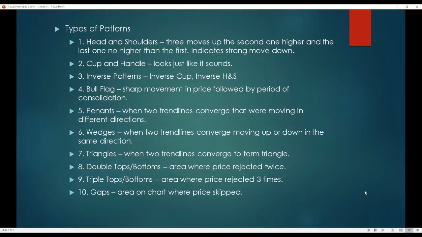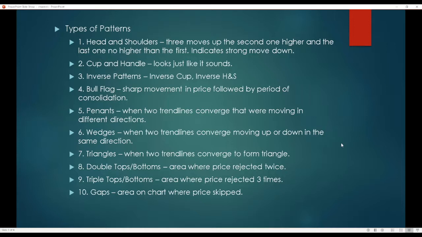So there are many different types of patterns. They're not just bull flags and bear flags. We have head and shoulders, which is basically 3 moves up. You have a left shoulder, the first part of the move, then price falls, and then it goes higher, and then it falls, and then it only goes as high as that first move. It makes a head and shoulder pattern. If that happens, then we think it indicates a strong move down, and you can enter a position based on that. We also have a cup and handle pattern, and it looks just like it sounds.